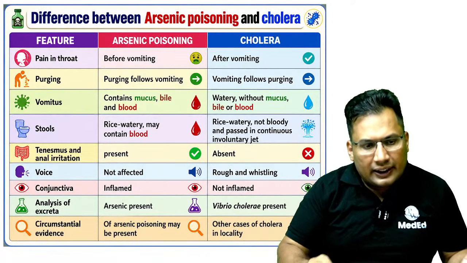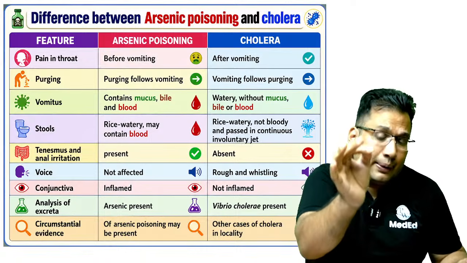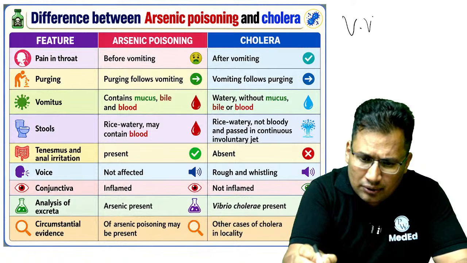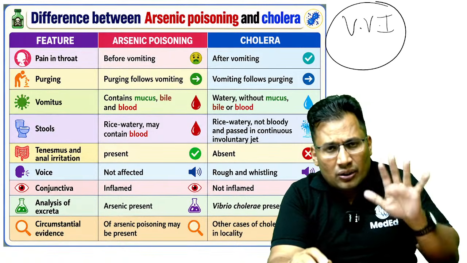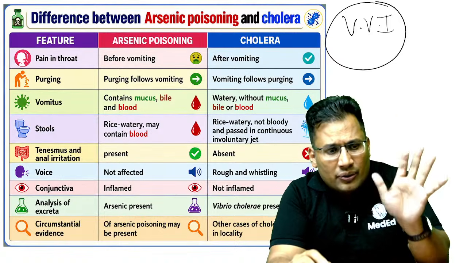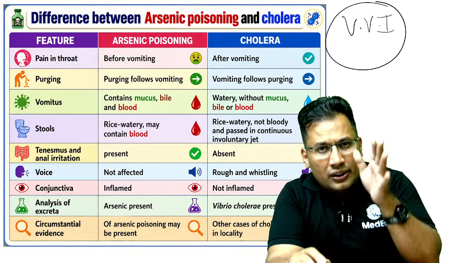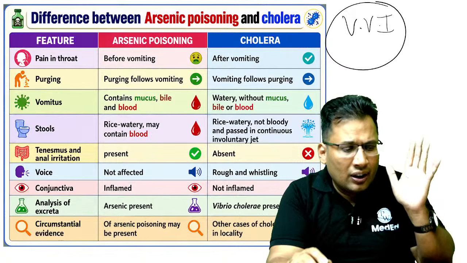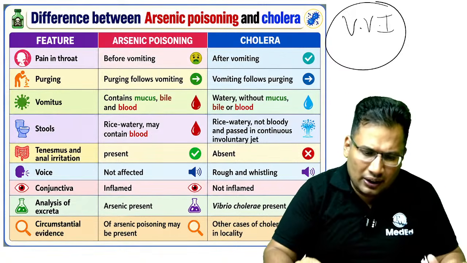चलो आगे देखते हैं. Now one more 5 marks question is the difference between arsenic poison and cholera. Very very important. So just go through this table after the class. Go through this PDF. What are the features of arsenic poison? What are the features of cholera? So write more tables, more diagrams in the exam to get distinction. There are features like pain in the throat, purging, vomitus and all. Very simple, you can just go through that.